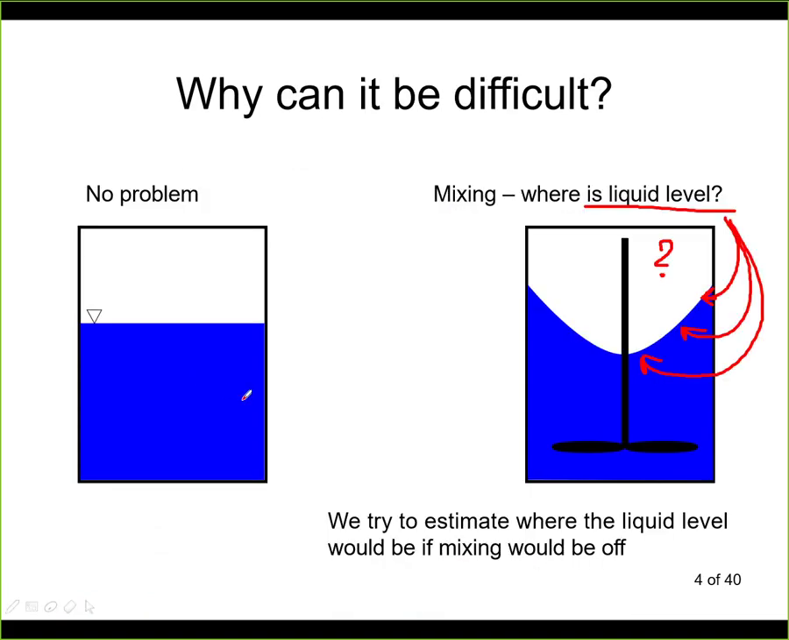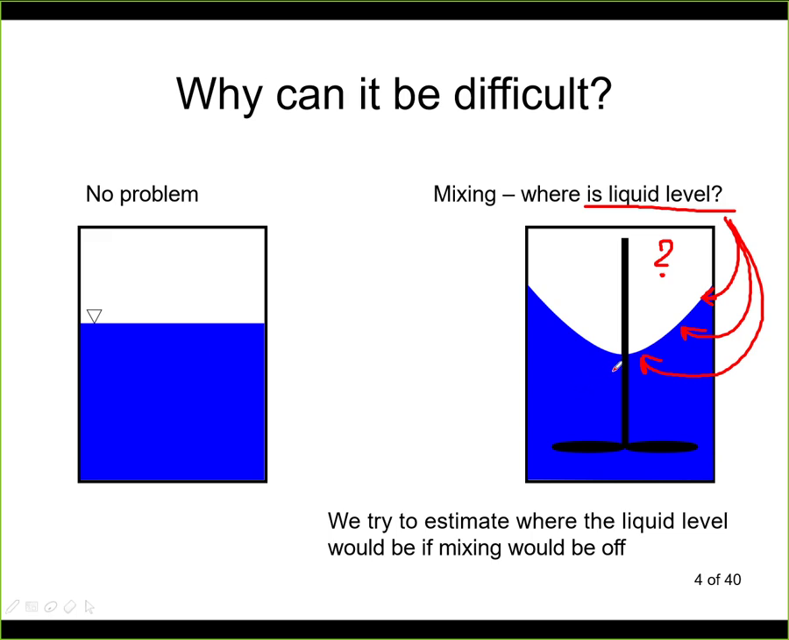So let's take a look first why liquid level measurement could be a problem. Imagine that we have a tank like this, and we have a steady liquid level here. We don't have any high temperatures, and so in this case it's no problem at all to use any kind of liquid level sensor to measure the liquid level in the tank.